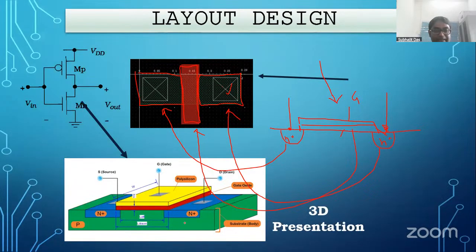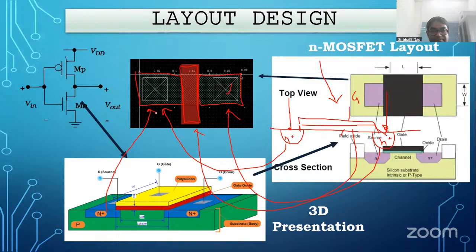This is the N plus. This is the 3D. So this is the N plus. You can see here N plus. This is the corresponding N. This is the corresponding N plus. This is the gate. So this is the corresponding top view you can find.